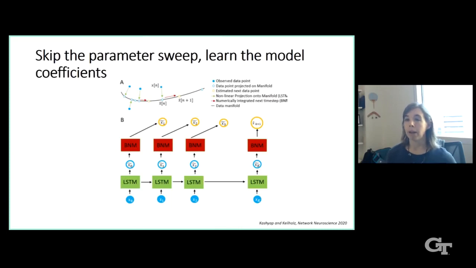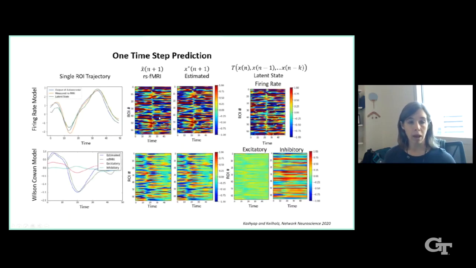Okay, but I'm skipping that part because I want to get to this part because I think this is the most exciting part. The other thing we've tried is, instead of just learning the initial conditions, to learn the parameters of the model at each point and basically get an ongoing estimate of those parameters of the model using the same sort of recurrent network approach. So we've done that now for a couple of different models.